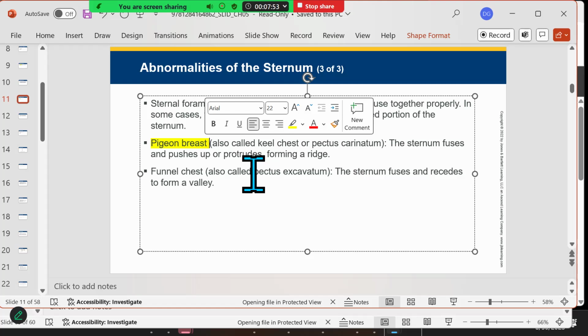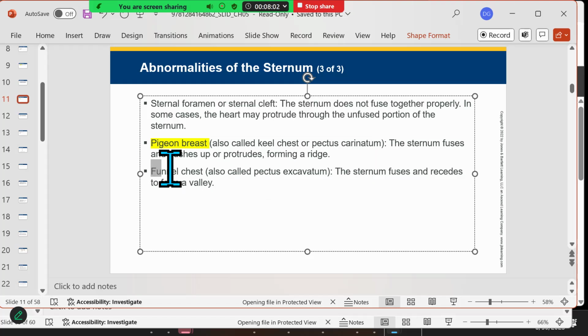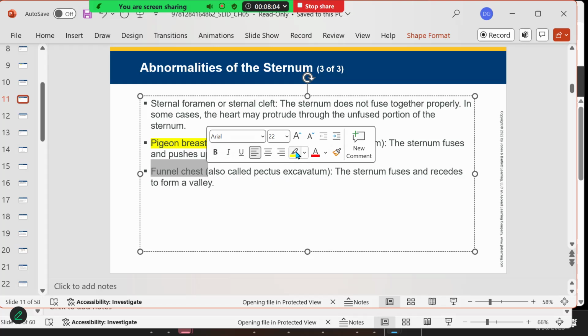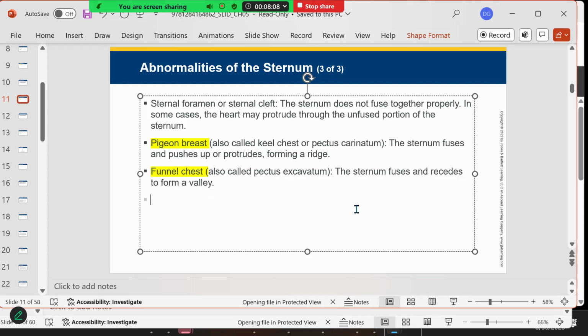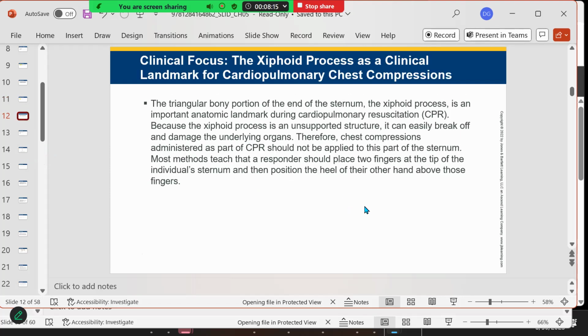Pigeon breast, that's pectus carinatum, is keel chest. The sternum pushes up or protrudes, forming a bird-like pattern like you would see with a pigeon, forming a ridge. But funnel chest, that's pectus excavatum, is where the chest is caved in. And you will definitely see both of these types. I've seen more funnel chest over the years than I have pigeon breast, but you'll see both.